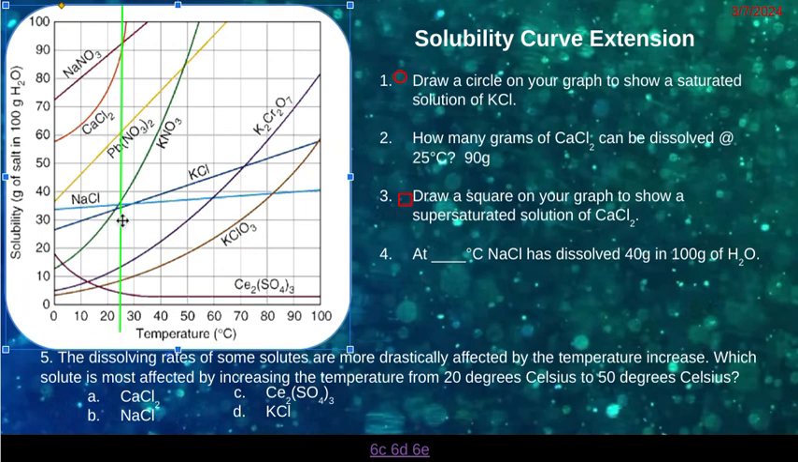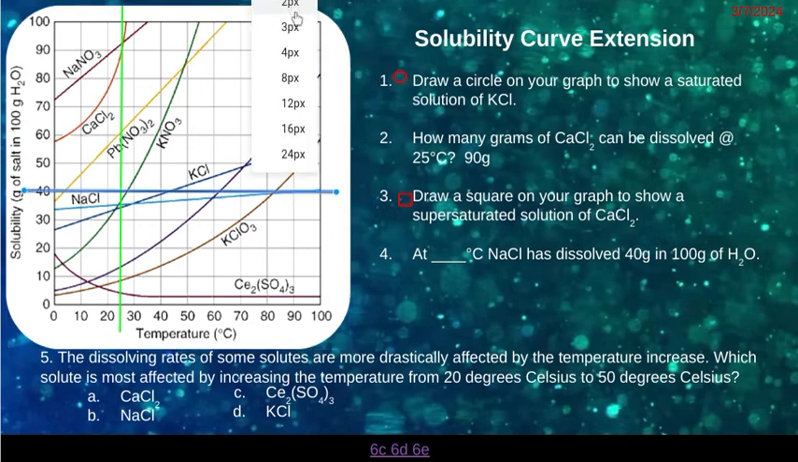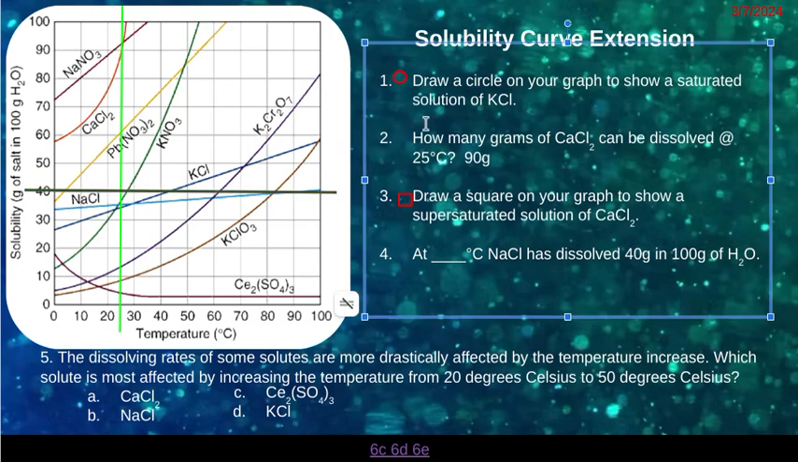40 grams. So let's go ahead and do another line. We'll do a line at 40 grams. We may do this sometimes and see that it's not actually very helpful, that you didn't need to do it, but it does not really use up a whole lot of time. So the question says, at blank degree Celsius, NaCl has dissolved 40 grams in 100 grams of water.